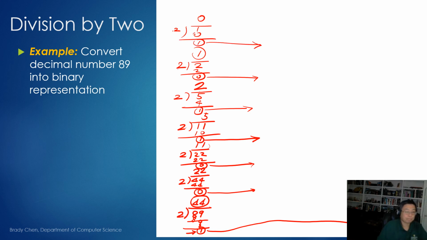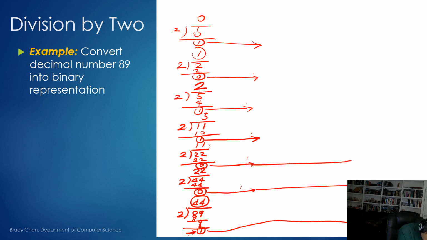Okay. So now we repeat this process, and we got a total of 1, 2, 3, 4, 5, 6, 7 remainders. Now, based on step 3, we're going to put the first remainder on the right, and then the second remainder on its left, it's 0.